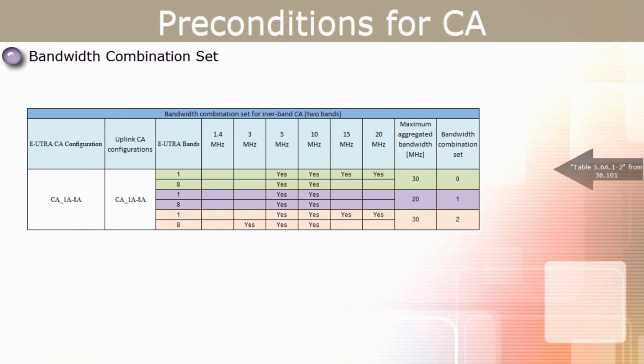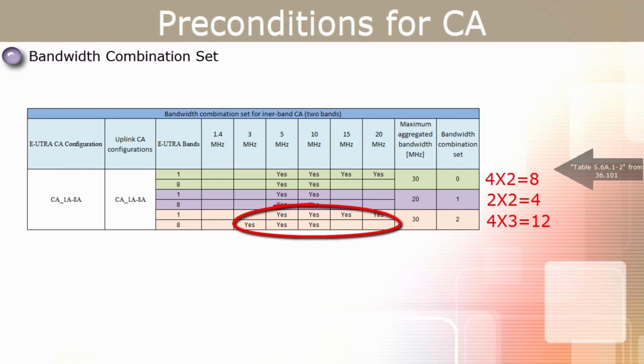You can notice here for this CA configuration, 3 bandwidth combination sets are defined. In bandwidth combination set 0, only 8 bandwidth combinations are possible. In set 1, only 4 bandwidth combinations are possible. In set 2, only 12 bandwidth combinations are possible. Even if UE supports all the bandwidth combination sets 0, 1 and 2, the total number of possible combinations will be 24. That is much lesser than 36. So this is the purpose of defining all these combinations in the specifications. Otherwise, there would be so many possibilities.